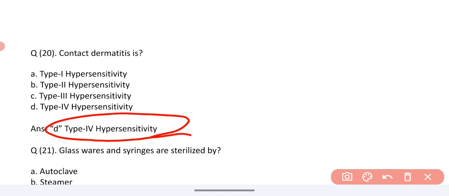Already we saw one more example also, that is multiple sclerosis also coming under what? Type 4 hypersensitivity reaction. Type 2 means myasthenia gravis and also RH incompatibility. Type 4 means multiple sclerosis as well as contact dermatitis.